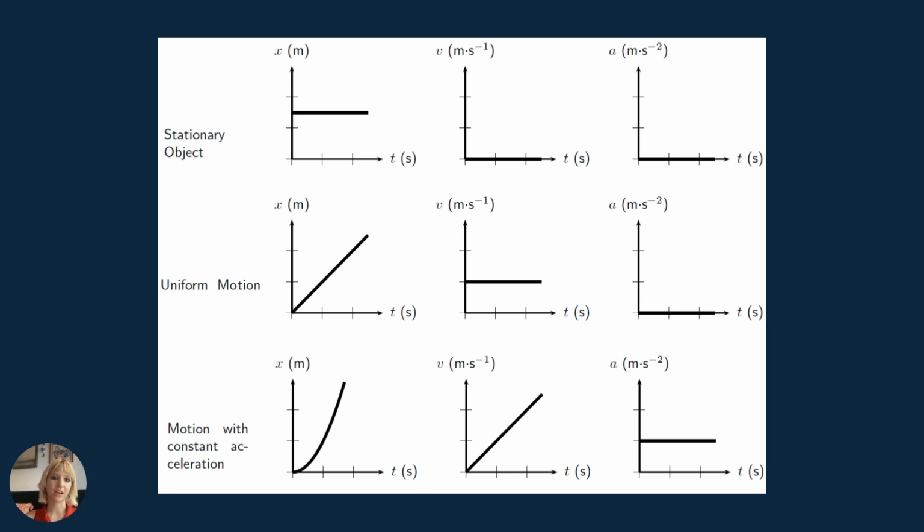And motion with a constant acceleration, we have a kind of exponential curve. And this is because as time goes on, the position is going to be changing faster and faster. And this is a positive acceleration. And for our velocity, since the acceleration is constant, it is going to be a linear function. And our acceleration is going to be just a straight line. It is constant, and so it's a straight line.